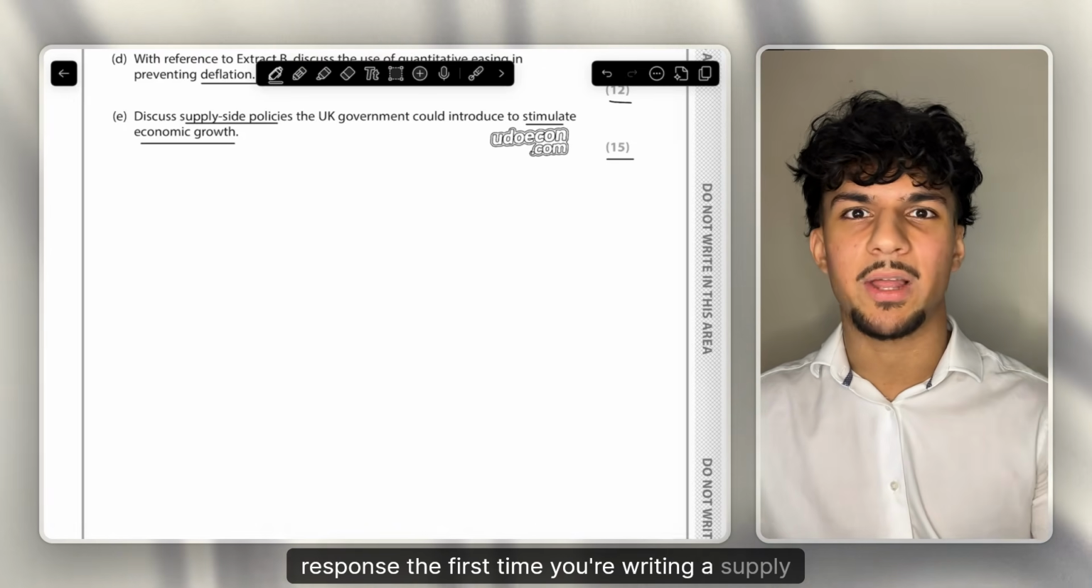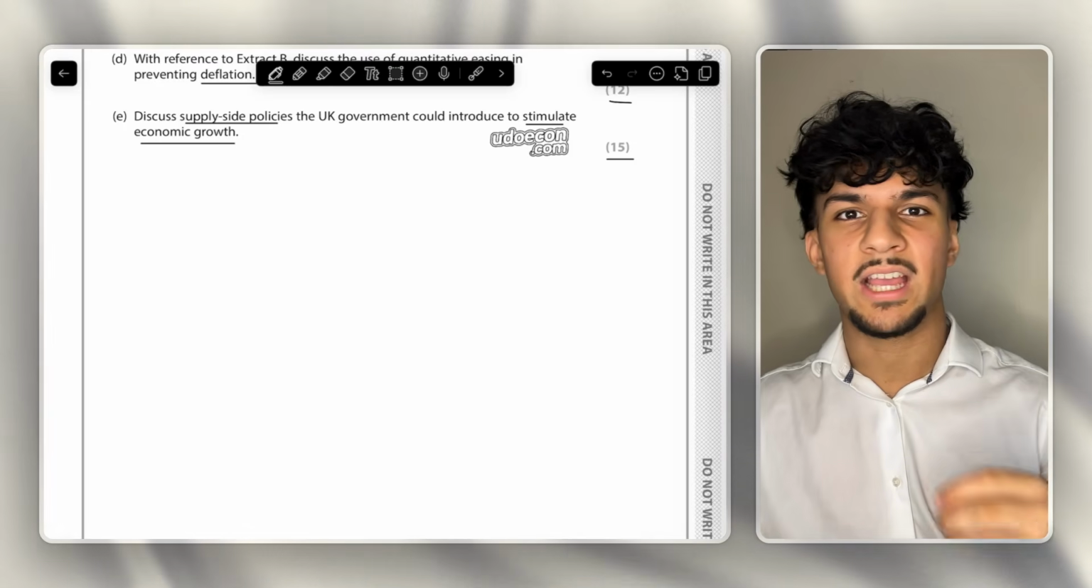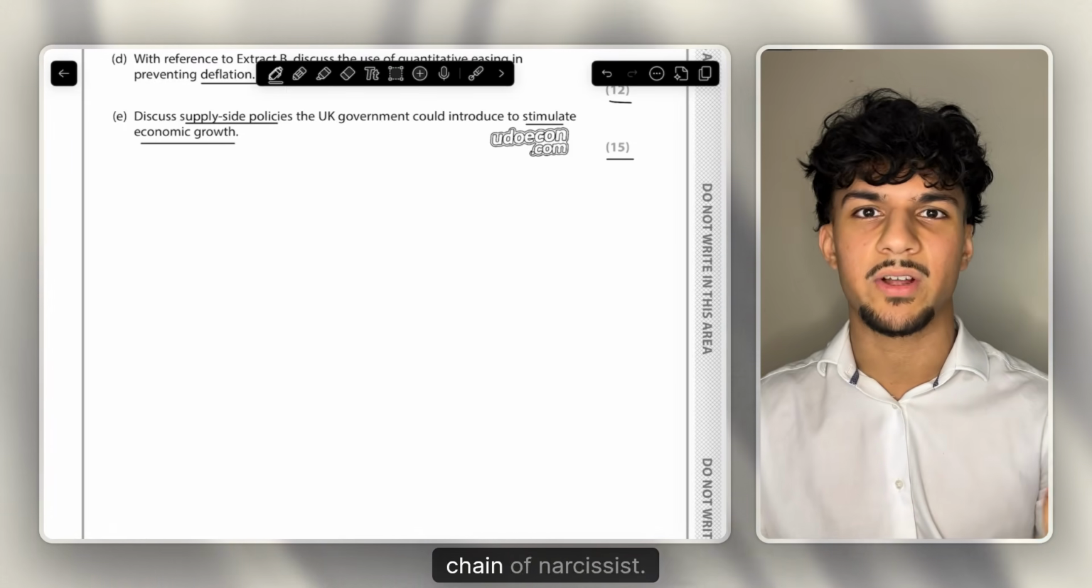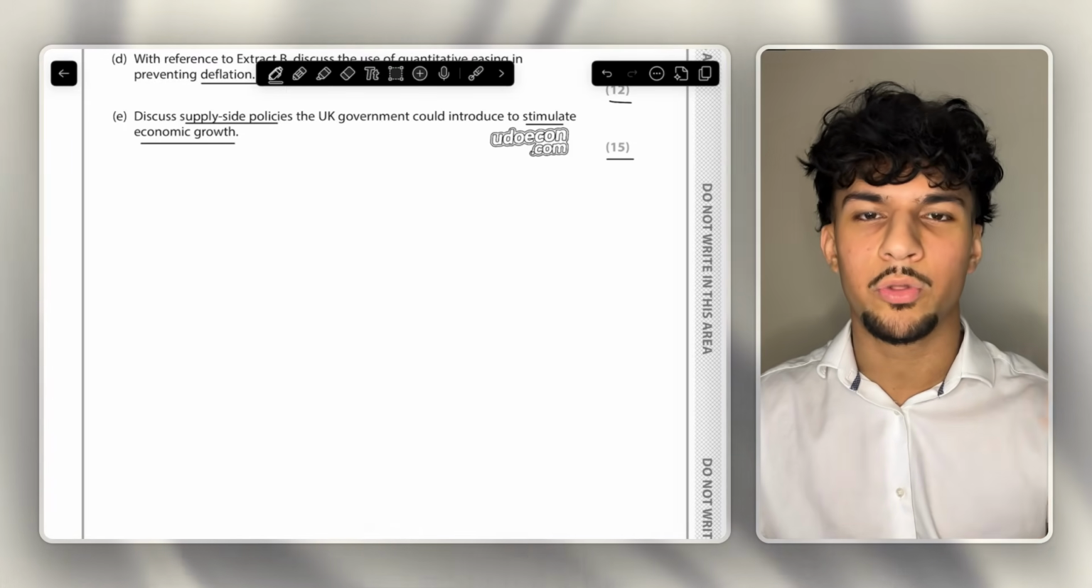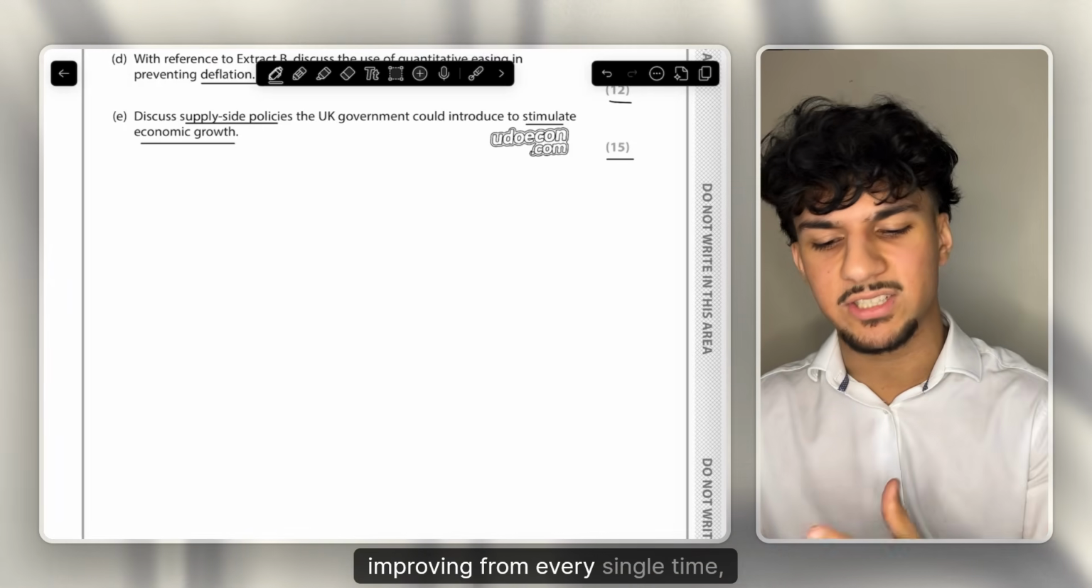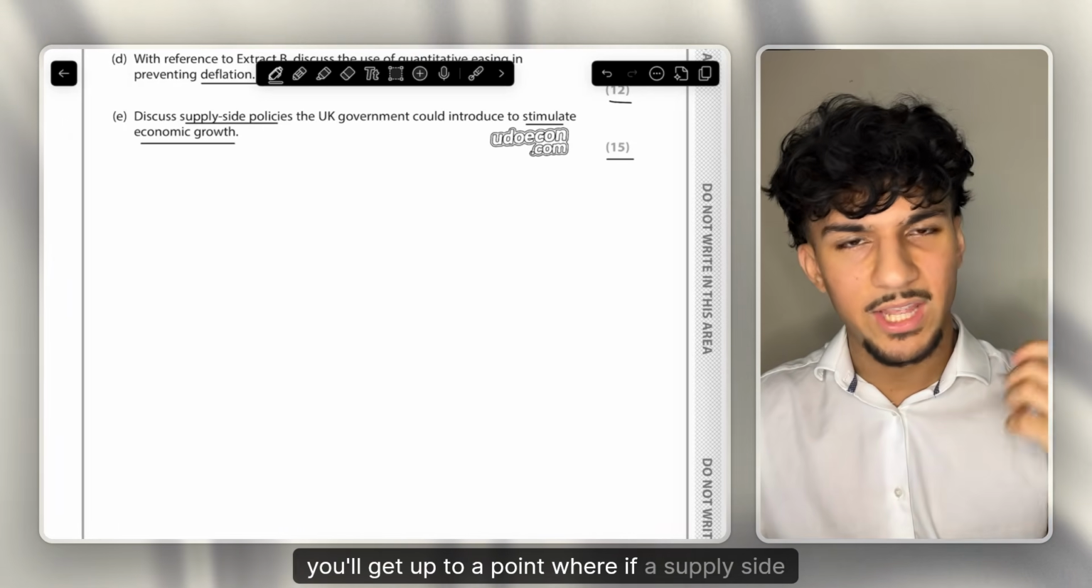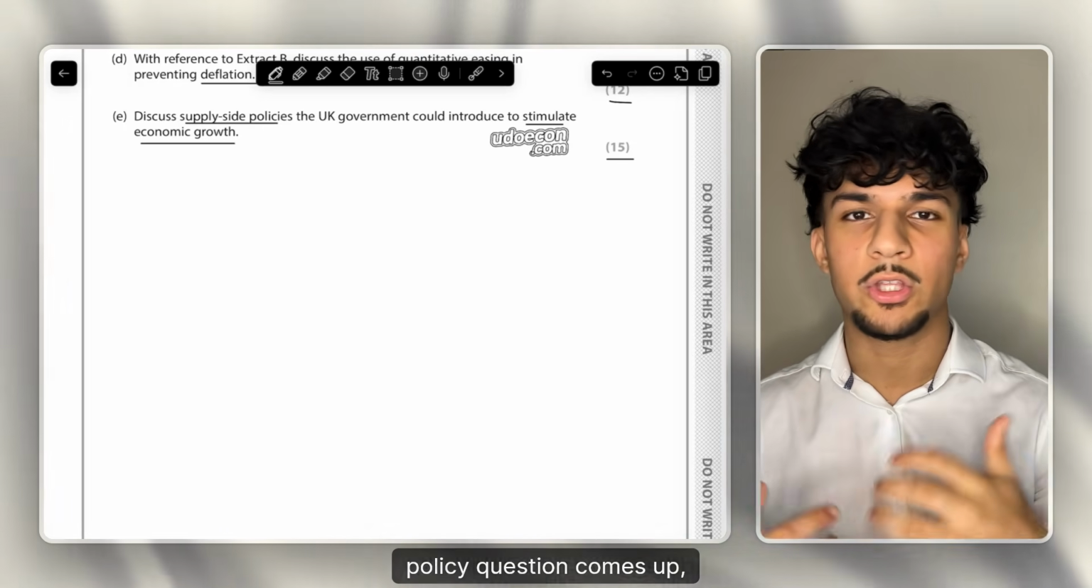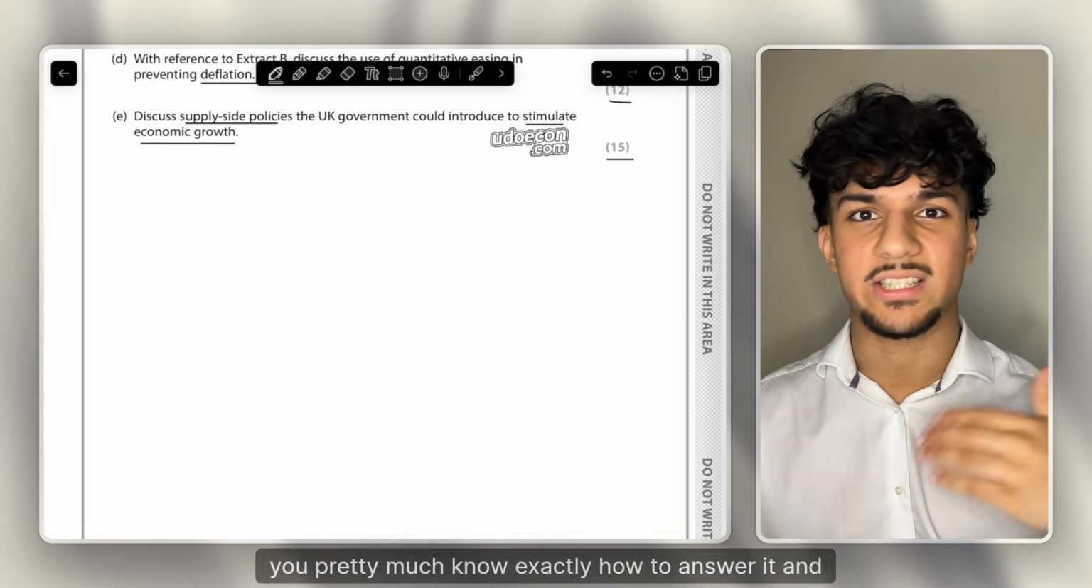The first time you're writing a supply side policy question, there'll be so many gaps, especially with real world application in the chain of analysis, but repeating it, doing it 1, 2, 3 times, improving every single time, you'll get up to a point where if a supply side policy question comes up, you pretty much know exactly how to answer it and you can smash it out of the park.